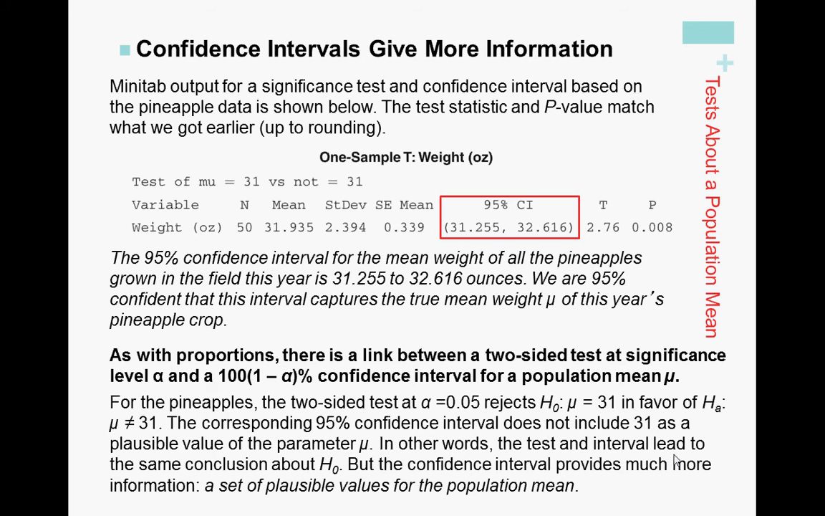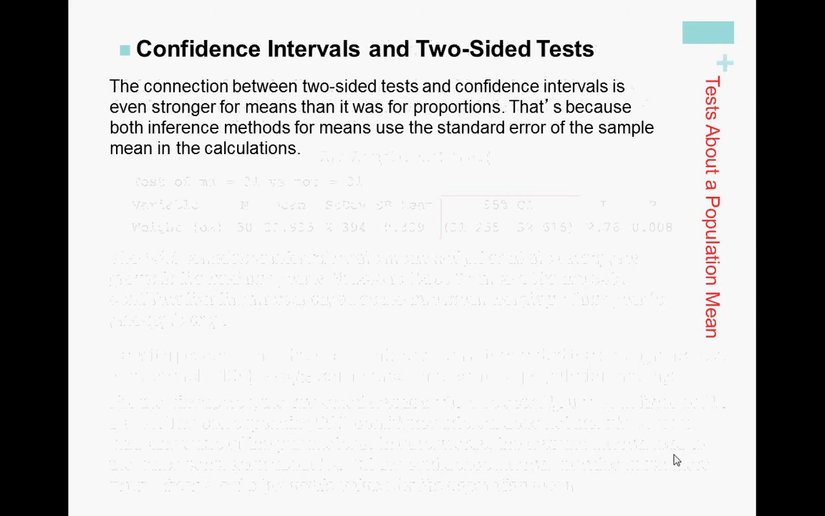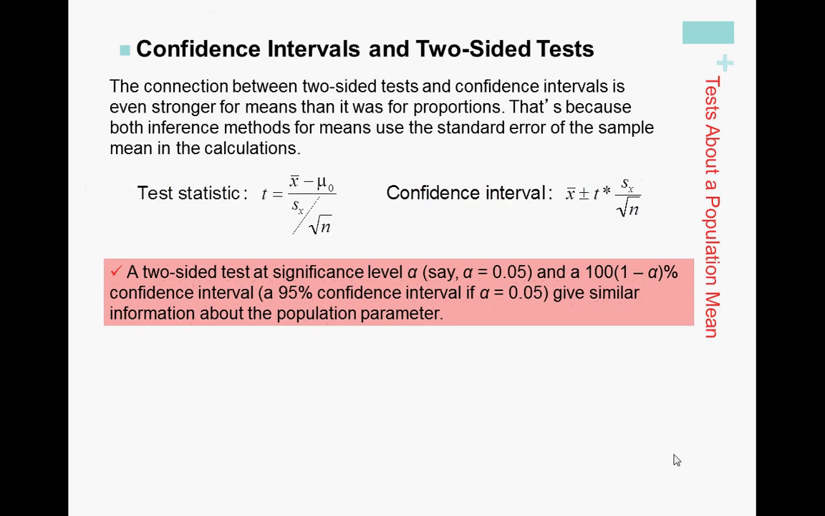Then the connection between these two is actually a little stronger with means, because if you recall with the proportions we had an issue of one of them using p hat and one of them using p naught, but there's not a difference here because they both use the sample standard deviation. They both use Sx over the square root of n for their standard deviation, so that allows them to be much more similar.